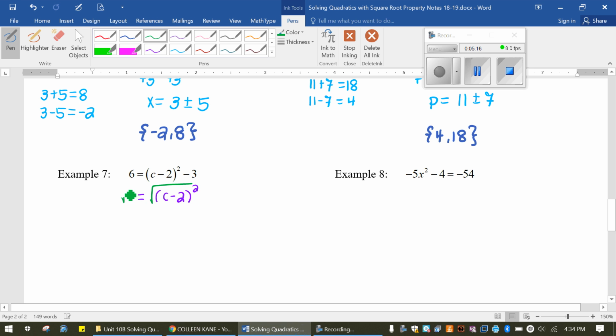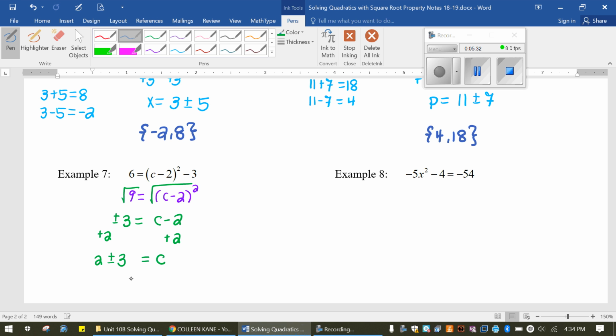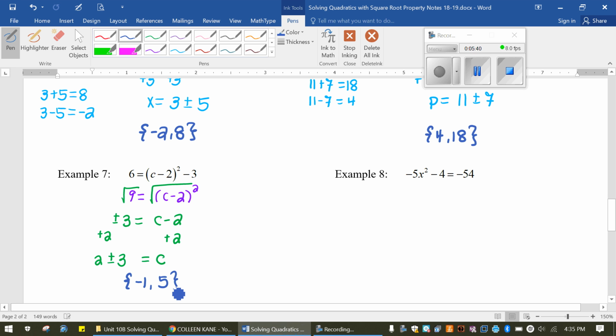Now we take the square root of both sides. We've got plus or minus 3 is c minus 2. Add 2 to both sides. So 2 plus or minus 3 is c. So my answers, we've got 2 minus 3, which is a negative 1, and then 2 plus 3, which is a 5. All right, let's move over to number 8.